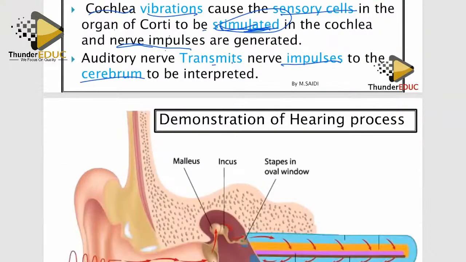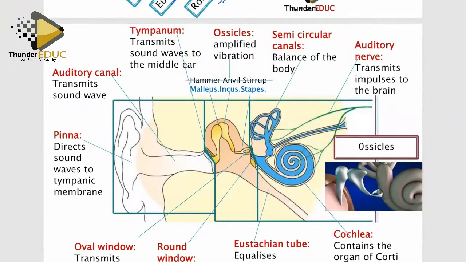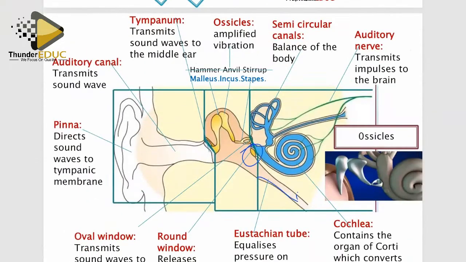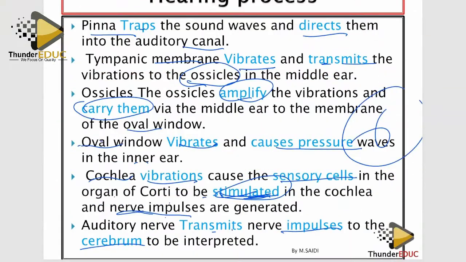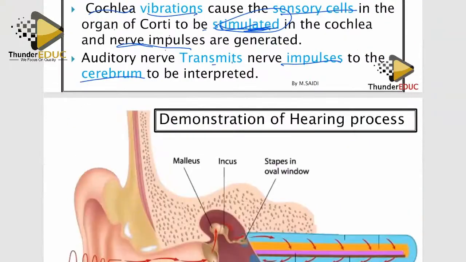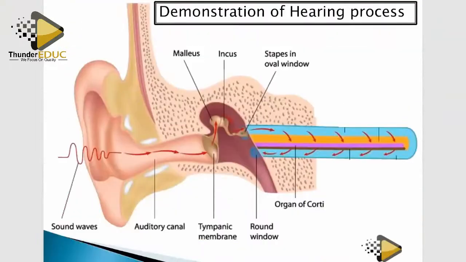So that's why you see they didn't talk about the round window and the eustachian tube. We said that those are just parts which are responsible for maintaining this process happening: the round window absorbing the excess pressure from the inner ear, and the eustachian tube equalizing pressure on either side of the tympanic membrane. So guys, that is it.